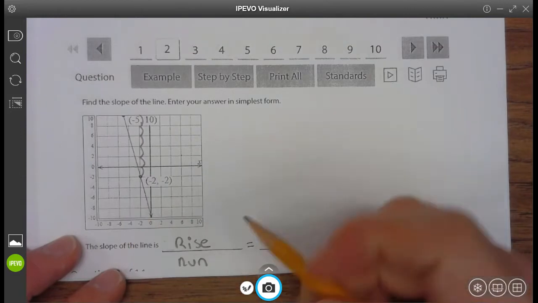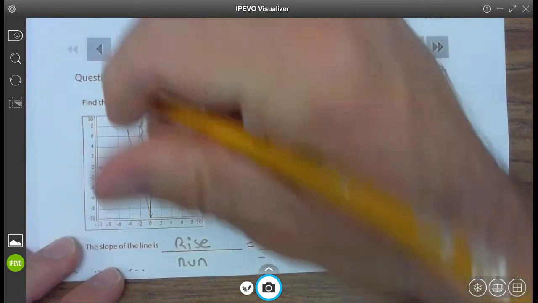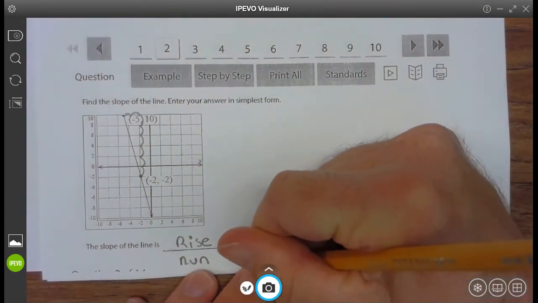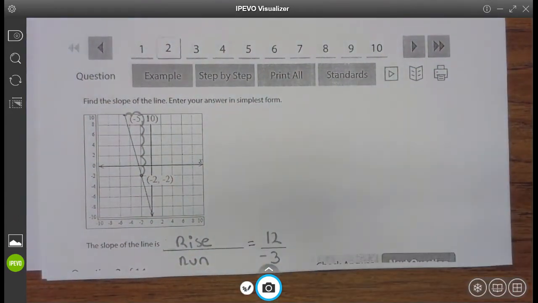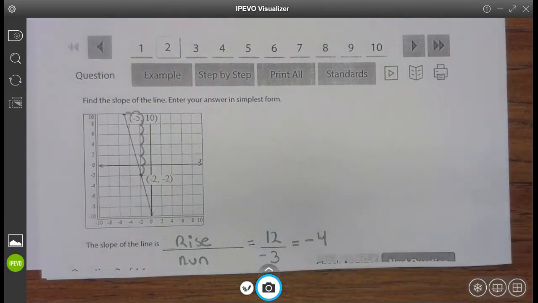Now we're going left, so that's negative 2, 3. So your slope is 12 divided by negative 3, which reduces to be negative 4. All right, go and finish up example 2.